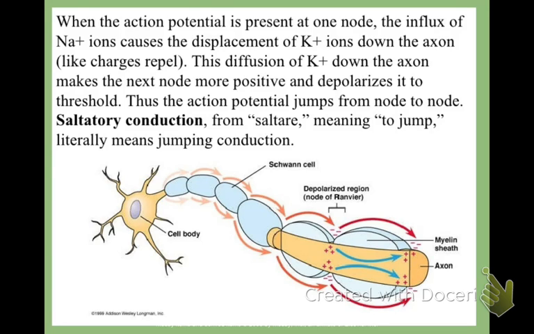Because remember, like charges repel each other, right? Opposites attract. So the two positive ions, the sodium comes in and it pushes the potassium out of the way. The potassium then moves through the inside of the cell down the axon and causes the axon to depolarize farther down, which leads to a much faster action potential going down the membrane. Because it jumps from one node to the next, this is called saltatory conduction.